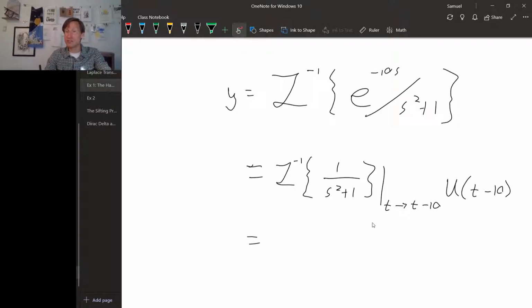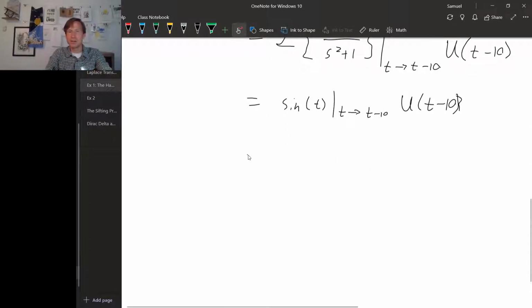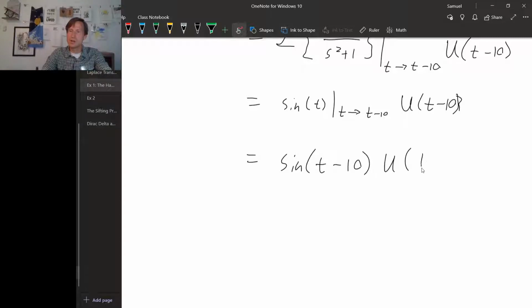The inverse Laplace transform of 1 over s squared plus 1 is sine of t. And don't forget to replace t with t minus 10, times the step function at 10. And then finally we can do our shift. So sine of t minus 10 times u of t minus 10. So what does the graph of this look like?